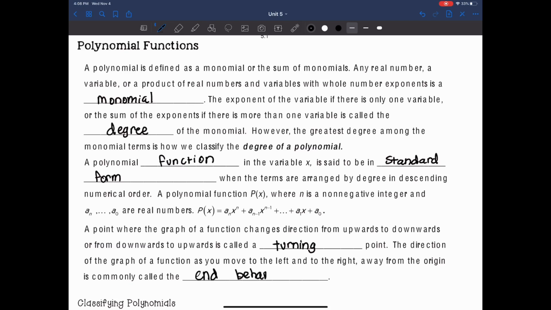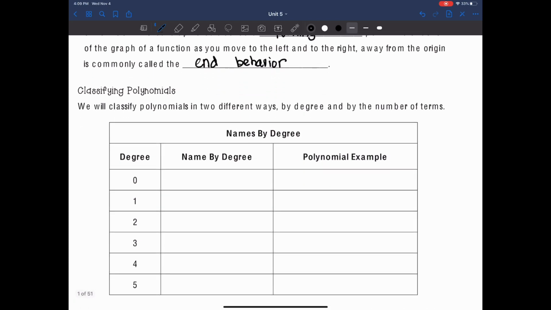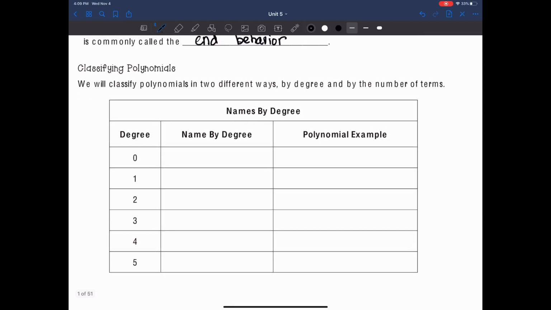Okay, so a bunch of vocab words that we're going to be referring to today. Let's go ahead and talk about how these work. So first of all, I would like to classify some polynomials for you today. So we're going to classify polynomials in two different ways. We're going to classify them by degree, or the highest exponent in the function, and we're also going to classify them by number of terms.